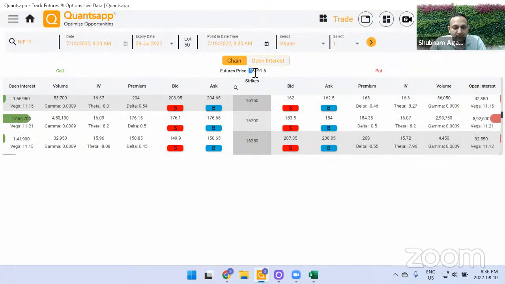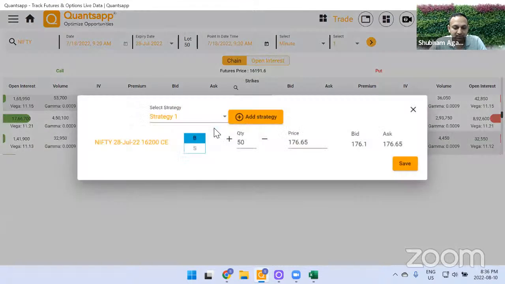So at that point of time at 9:20 on 18th of July, the futures of Nifty was trading at 16,191.6, right? So what was the ATM option at that point of time? It was 16,200. So if I keep it very simple, and I say that I'll just go and buy the ATM option for Nifty, right? So which is the ATM option? 16,200 calls. You can see these are calls on the left hand side, 16,200. So I can just say that I want to buy this, okay?